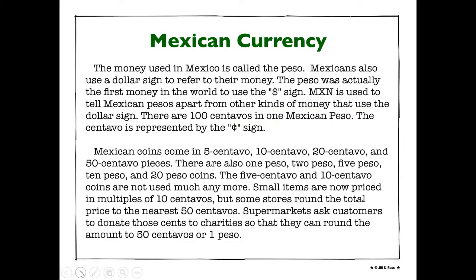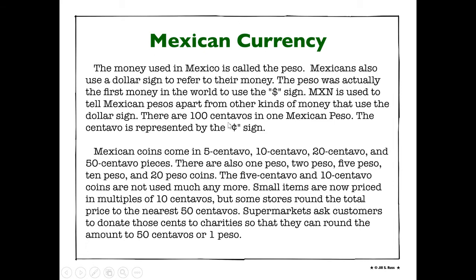All right, let's turn to Mexican currency. The money used in Mexico is called the peso. Mexicans actually use a dollar sign to refer to their money. The peso was actually the first money in the world to use the dollar sign. MXN is used to tell Mexican pesos apart from other kinds of money that use the dollar sign. So they don't have MX dollar sign, they just do MXN.